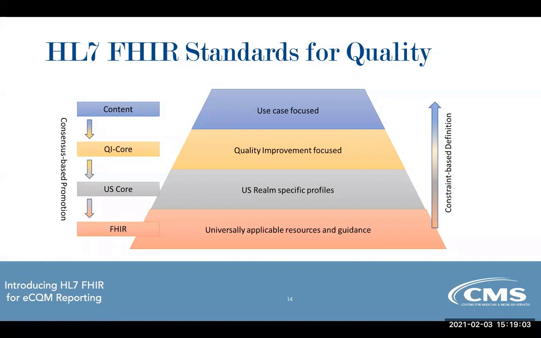For quality improvement, it was done again. They started with US Core and constrained it even further. So they said, well, we like what US Core did, but there are a few other things specific to quality reporting that are useful and that we would like to constrain further. And so qiCore was built on top of US Core to constrain it even further. And we'll look at the qiCore profiles in a bit.